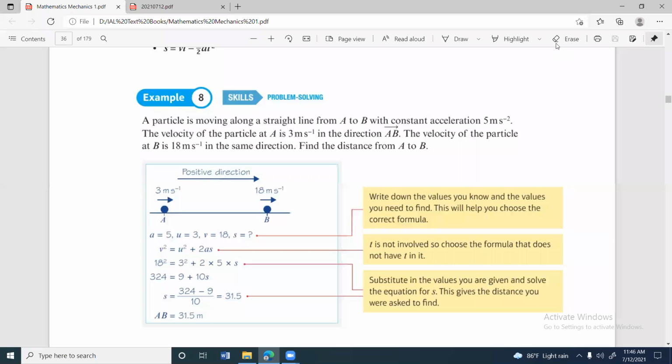Right. In the last class, we were discussing the equations of motion for an object under constant acceleration. Today, we are going ahead with questions based on that. Okay, let's come up with the first question.